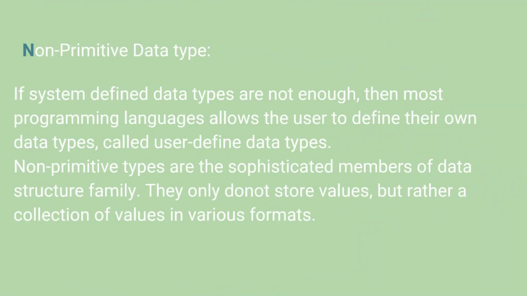Next comes the non-primitive data type. What actually is the non-primitive data type? If the system-defined data type is not enough, if the primitive data type is not able to define the data, we use non-primitive data types. Most programming languages allow the user to define their own data type, called a user-defined data type. Non-primitive data types are the sophisticated members of the data structure family. So it's pretty clear that if the primitive data type is not applicable, we have to use the non-primitive data type.